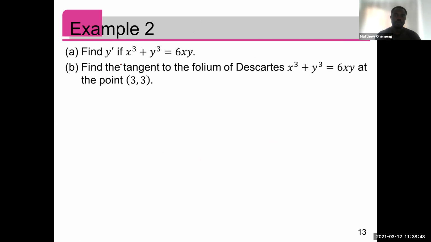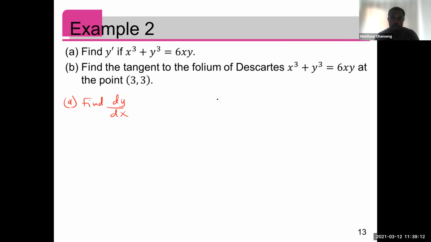Okay, then let's go here. Now let's look at the folium of Descartes. Now that we understand what is happening with the implicit, let's try and work on the folium of Descartes and see if we can get it. So a similar question: find y prime if x cubed plus y cubed equals 6xy. So what do I do? y prime is just dy over dx, so we have to find dy over dx.